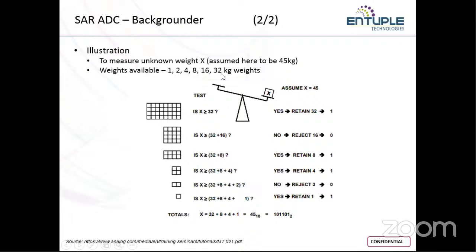Is 32 kg larger than 45? No, it is less than 45 kg, right? What happens? This is retained. And since it is not greater than 45 kg, the binary bit allocated to this is 1. Now, we include the next highest weight, which is 16 kg. Now, 32 plus 16, we get 48 kg, which is greater than 45. So we reject that 16 kg weight.